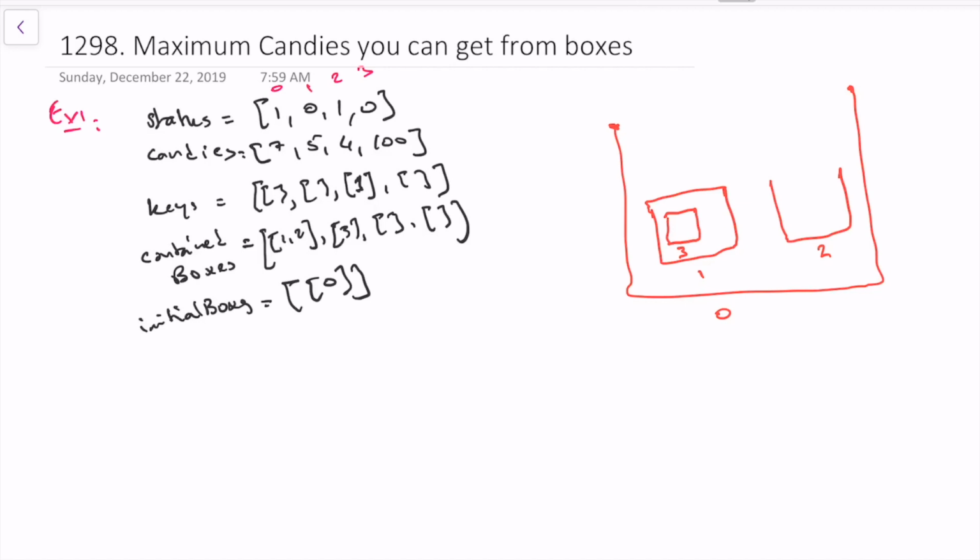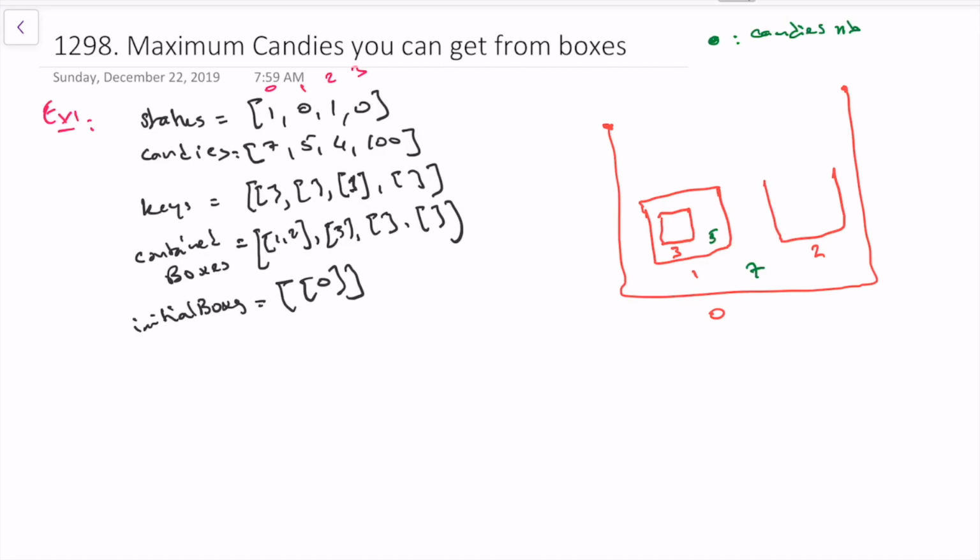I'm going to put in this color the candies count. Box 0 contains 7 candies, box 1 contains 5, box 2 contains 4, and the third one contains 100. And then in each, I put the contained boxes. Now let's put the keys.